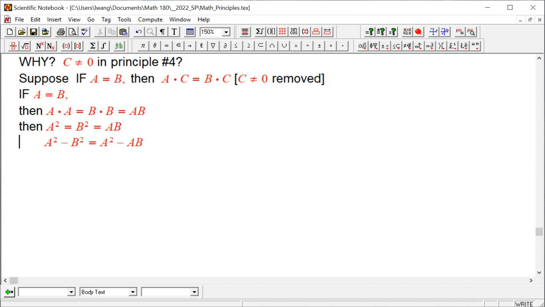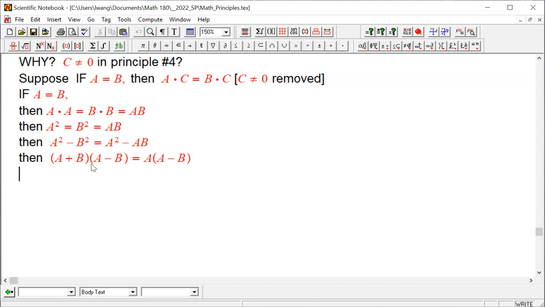Right, I can say then, I'm going to factor both sides. If I factor A squared minus B squared, the factored form will be A plus B multiplied by A minus B, equals, on the right-hand side, we're going to factor out the A. So we're going to get A minus B, right?